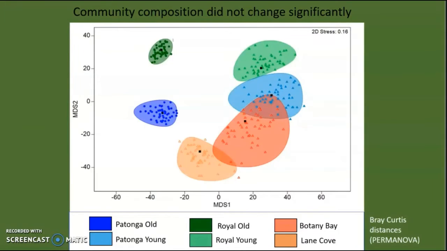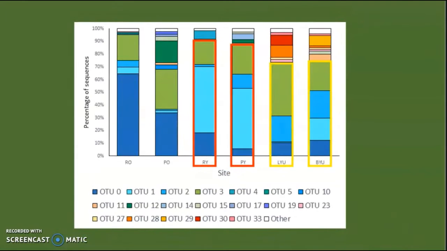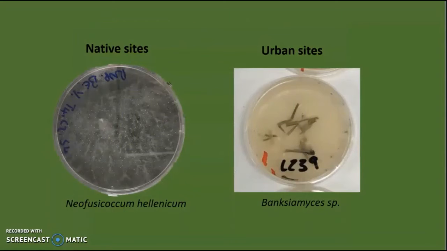When comparing the results to the young cones collected at the native sites, we found that the seed fungal endophyte community did not change significantly. Across both natural and urban sites, the seed fungal endophyte communities consisted of some highly abundant species and some rare species, with Banksiamyces being the most abundant species found within the urban seeds.